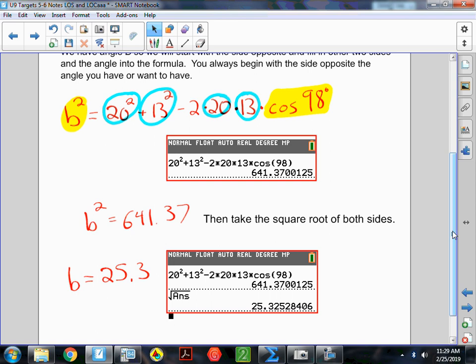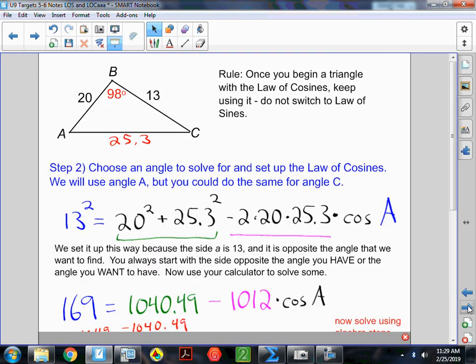So the law of cosines seems a little intimidating, but once you set it up and you're solving for a side length, it's pretty fast to work with. Now finding an angle is a different story, and we'll do that next. So same triangle, we have 25.3.